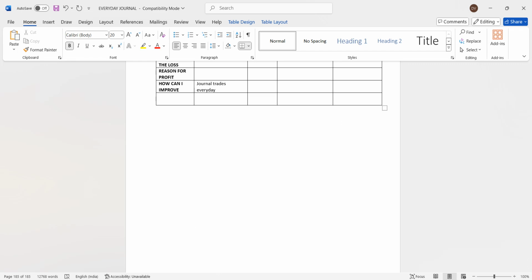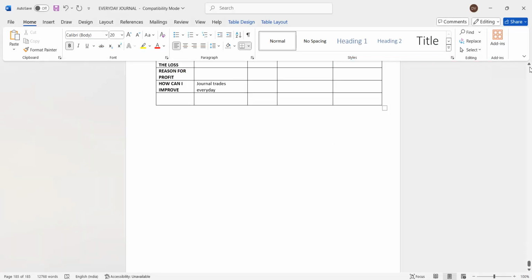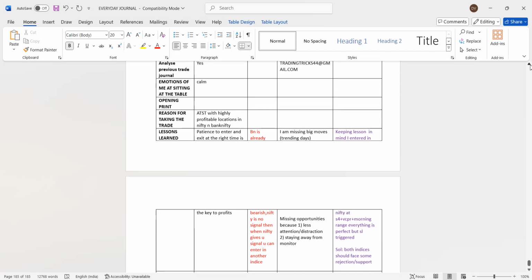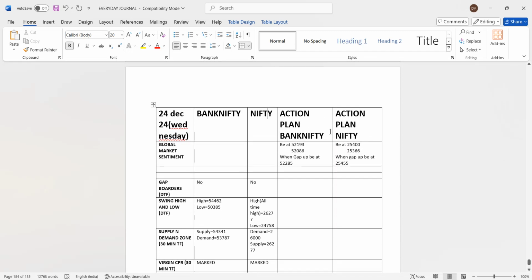Now let's get into the pre-market analysis and let's do it in a systematic way. First of all, I would like to mark these levels in the chart. I'll come with the daily time frame, then 30-minute time frame, then 5-minute time frame. Tomorrow morning I am going to write the global market sentiment, whether it is positive, negative, any other issues are there, I am going to write it here.